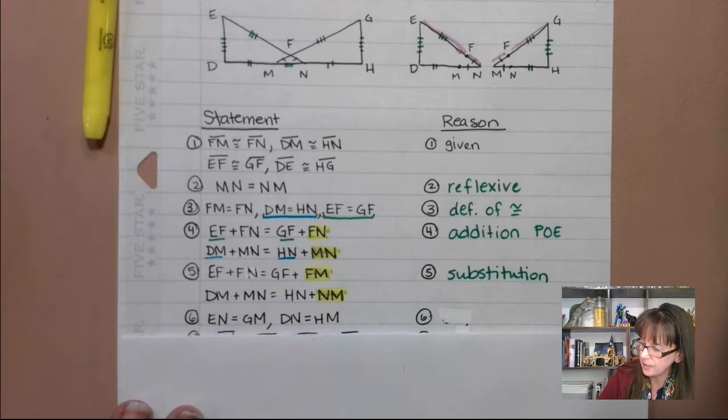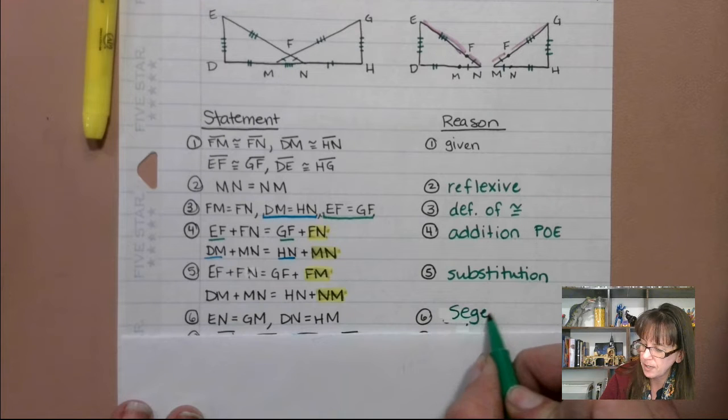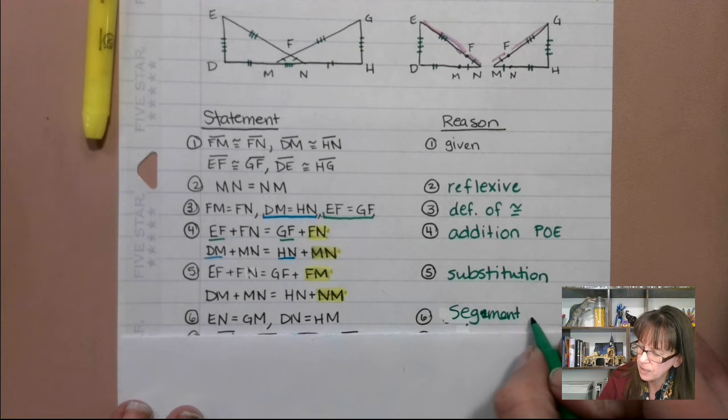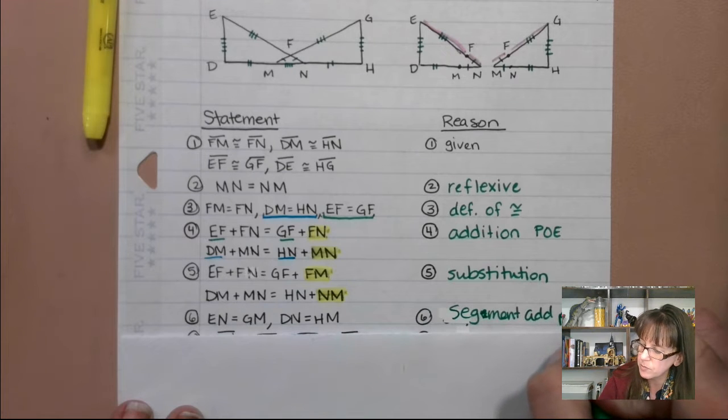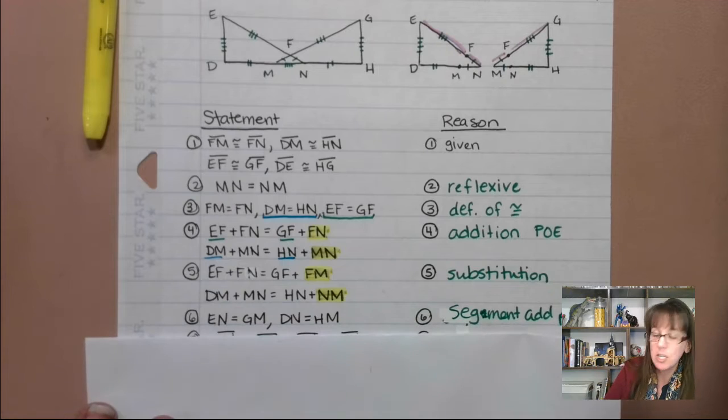So all we have to say here is our segment addition, I think I just spelled that wrong, segment, yes, there's no E, addition postulate. Trying to talk and write at the same time is not working well.